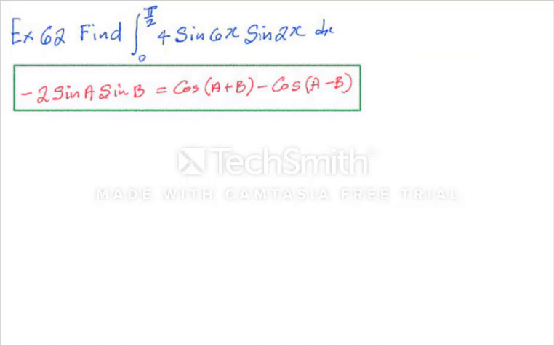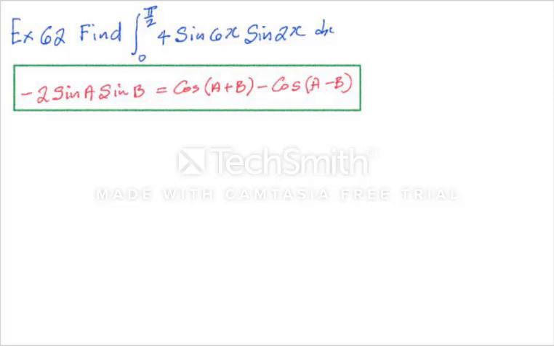Example 62, it says find the integral from 0 to pi by 2 of 4 sine 6x sine 2x dx. All right, here I place an identity to sort of remind you how you're going to go about the answer. Essentially, I'm going to convert the product to a difference. All right, so let's try and get the integral to look like the identity.